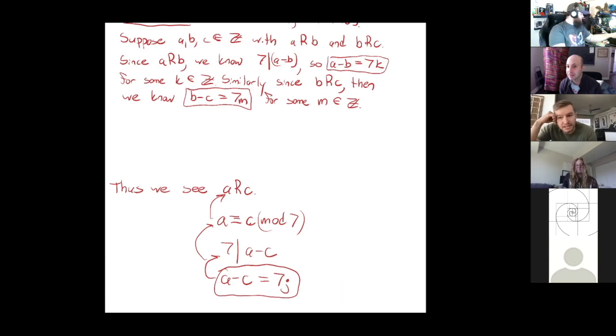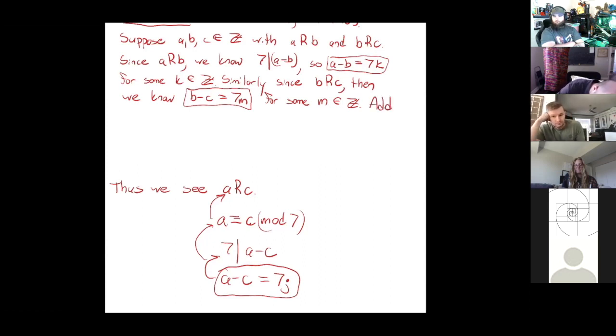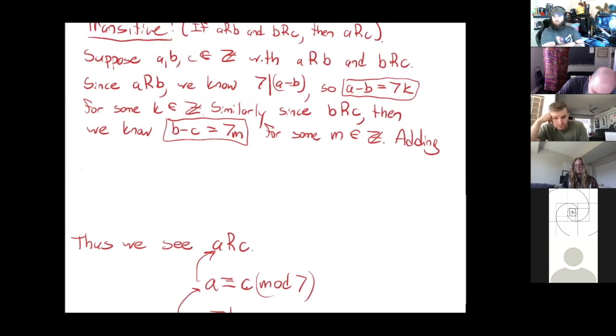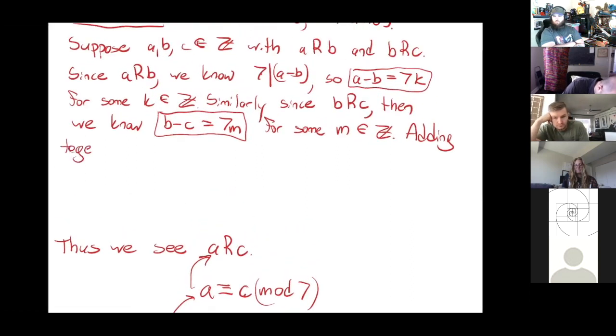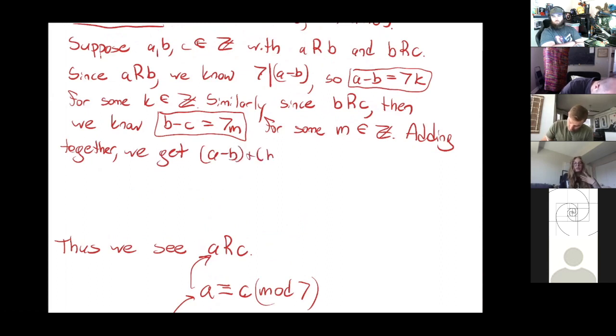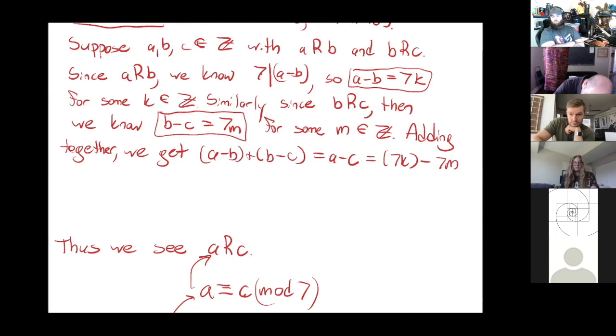Combine the equations to get A minus B plus B minus C equals 7K plus 7M, and then combine terms, factor out the 7. Yeah, so let's add those two relations together. We would get A minus B plus B minus C. Well, first of all, that equals A minus C. The B's would cancel out. And I know that that should equal 7K minus 7M.